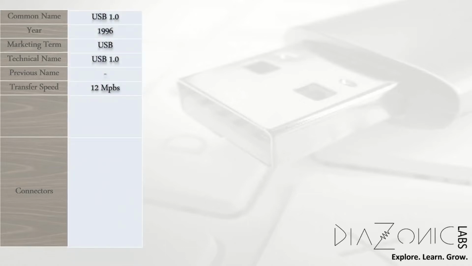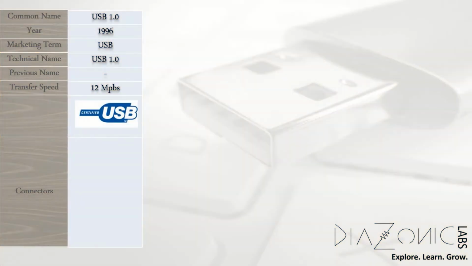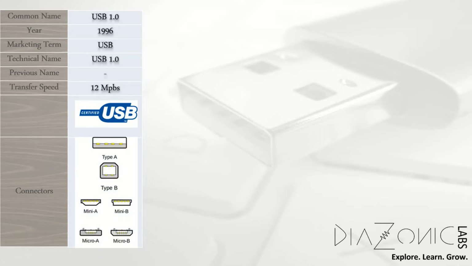Right, so USB 1.0, which was the initial USB, was published in the year 1996. Its marketing term was USB, the technical name was USB 1.0. Its transfer speed was 12 megabits per second. Not very fast. So it was called a certified USB. And if you see the connectors, which I had explained in detail in the previous tutorials, it has type A, type B, mini A, mini B, micro A, and micro B.